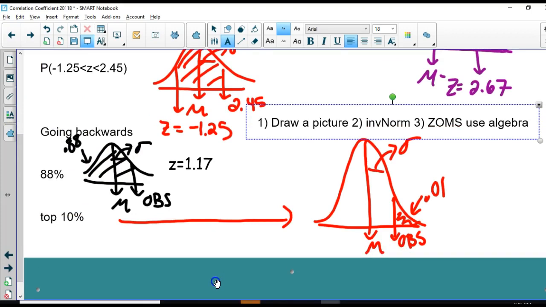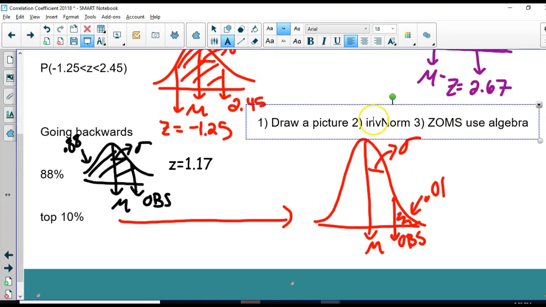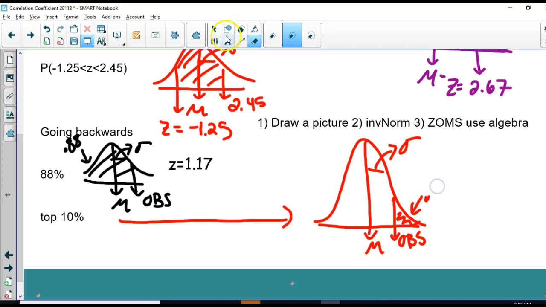Now, the top 10%. Again, I'm going to draw my picture. My mu, my standard deviation. The top 10%, I accidentally put 0.01. It should be 0.10. Forgive me. Okay. The top 10% is over here to the right. If I'm in the top 10%, that means I'm in the 90th percentile. Remember, percentile always means less than. So this area all here is the 90th percentile. I'm just trying to sketch it for you right here.